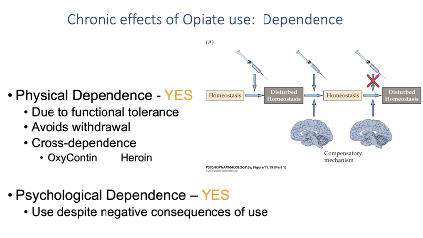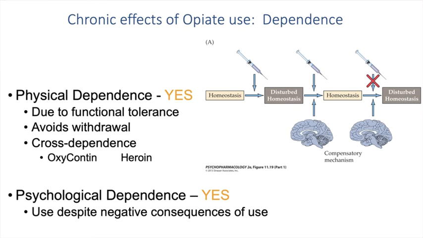So, for example, if you have a dependence on OxyContin, you were originally prescribed it, but you started using it in a way that was not in keeping with the dosage that was described. You start taking it more often or in larger doses, but then your prescription runs out. And you went into withdrawal, that withdrawal could be mitigated by taking heroin. So if you use any other opioid, you can mitigate the withdrawal symptoms that you were experiencing from stopping the use of the other opioid.